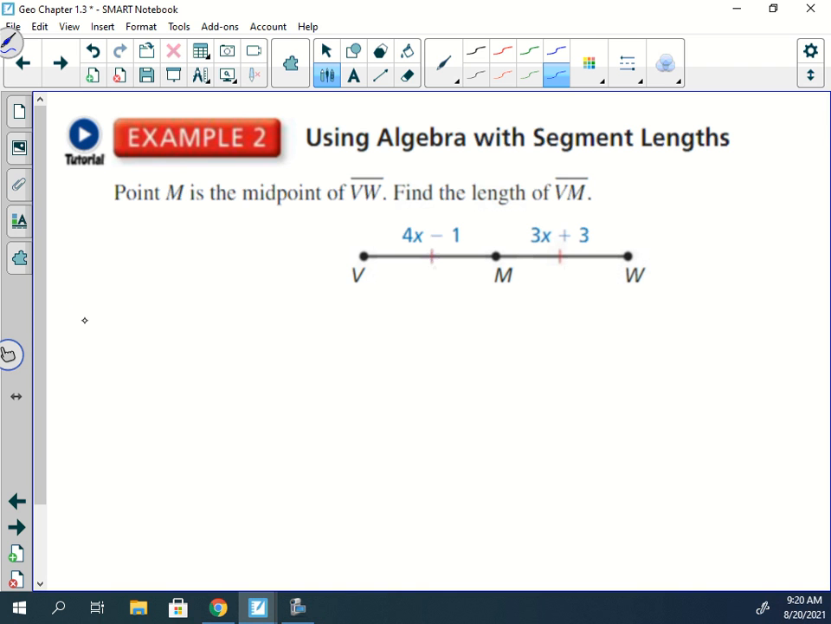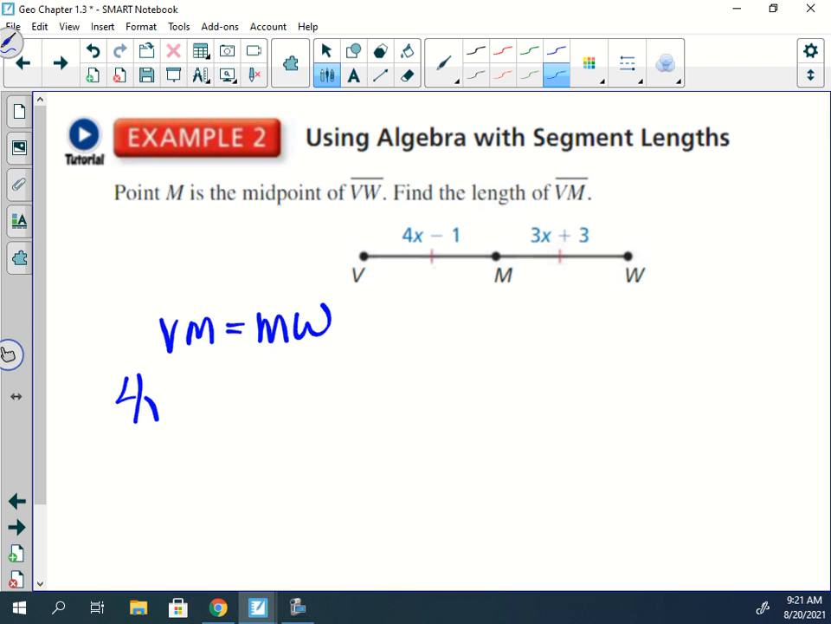Well, if it's a midpoint, it means it cuts it in half. So it's telling us that VM and MW are congruent to each other. Yes? So what we can say is that VM is equal to MW. That these two lengths are equal to each other. Since they're congruent, it means they have the same measure. Yes? Now, what is the measure of VM?